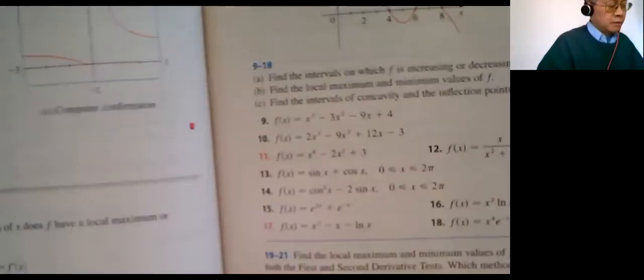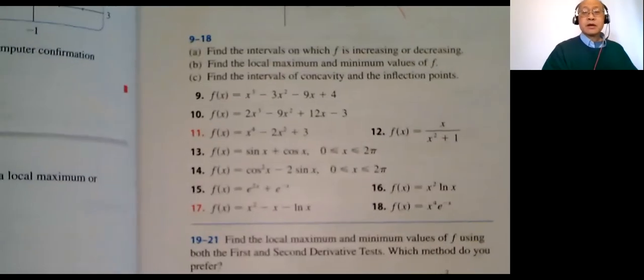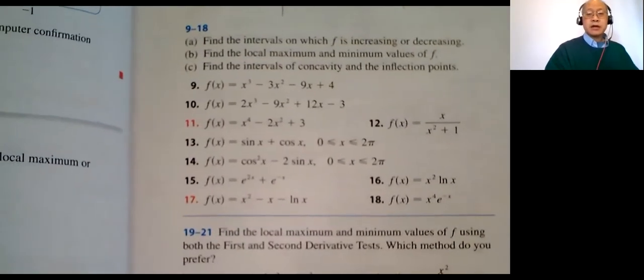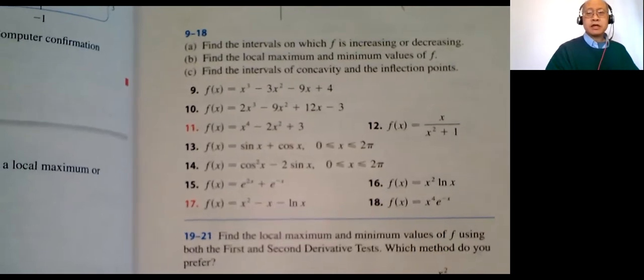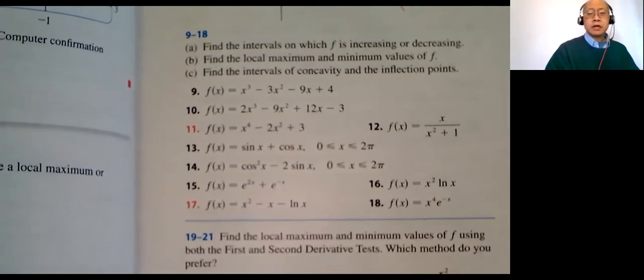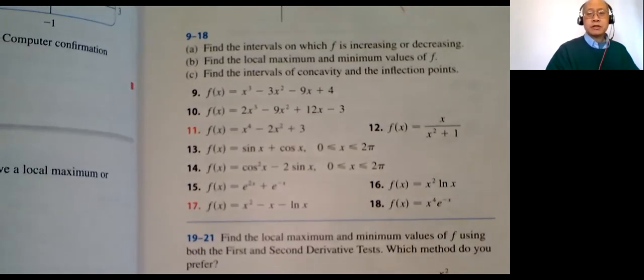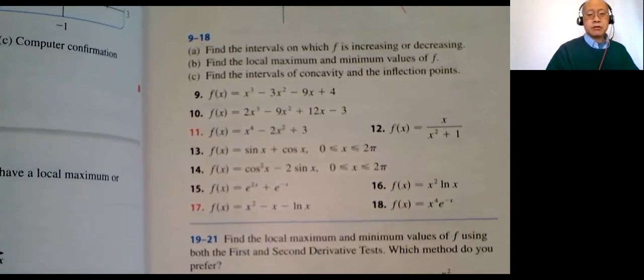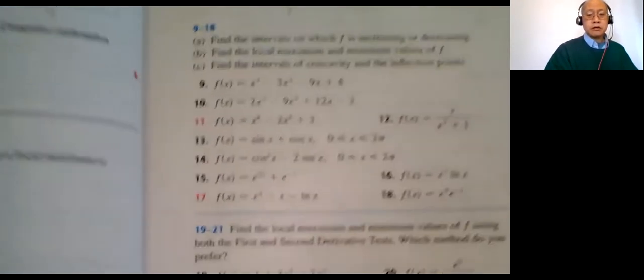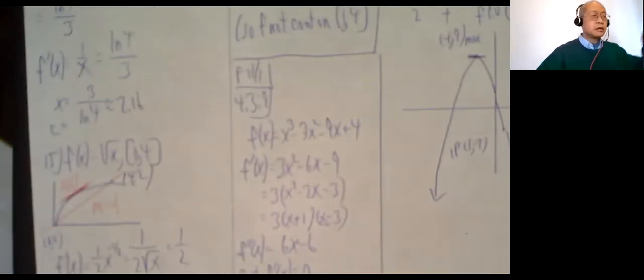Let me show you what some of the problems look like. So 9 through 17: finding intervals where f is increasing or decreasing, find local max and min, concavity, inflection points, all that stuff. It's all based on the information I gave you yesterday. And here we go. Most of today is going to be doing a lot of curve sketching problems. All right, so I'll start you off with 4.3, number 9.